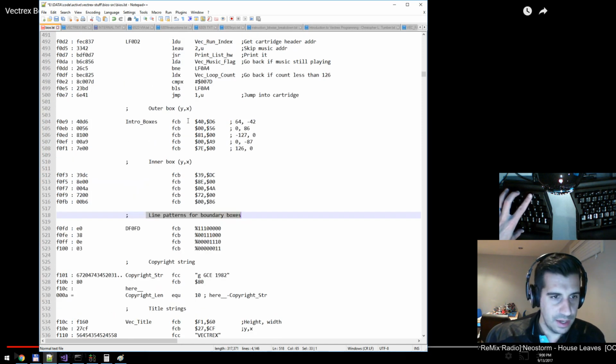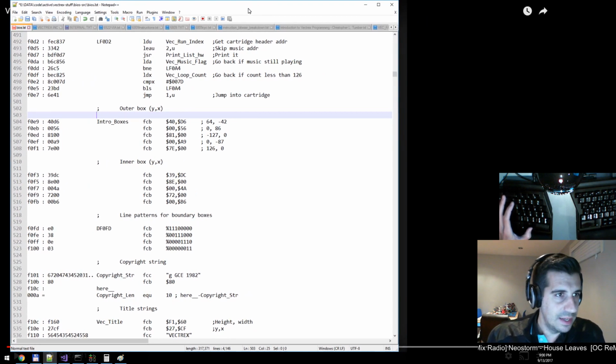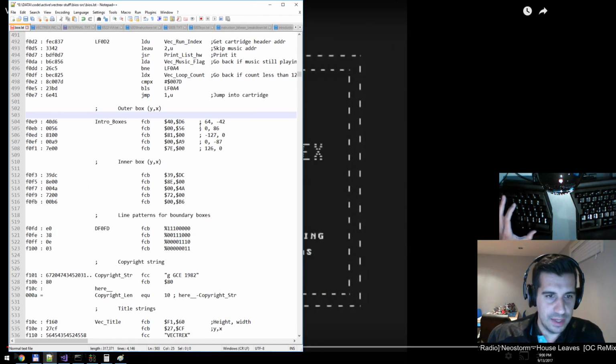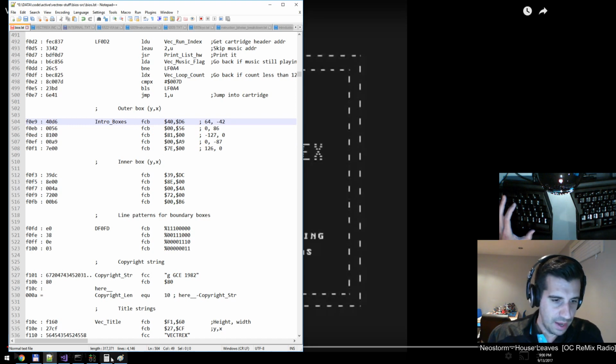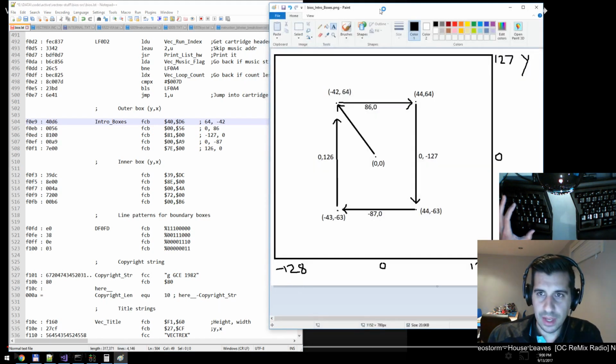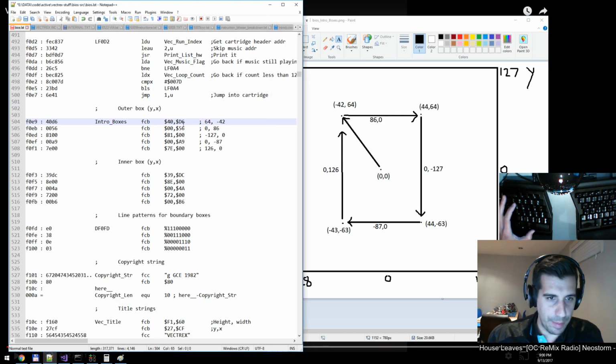So basically, it's supposed to draw these boxes, right? Now what I did in preparing for the stream is I took just this set of coordinates here, which are relative, and they start from 0, 0. Let me pull this up, I put together this little picture in Paint. Assuming that we're at 0, 0, the first thing it does, and remember that the ordering here is Y and then X, is move the beam 64 in Y up here, and then minus 42 in X.